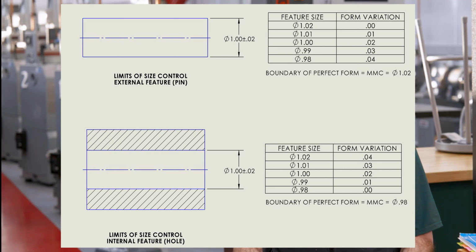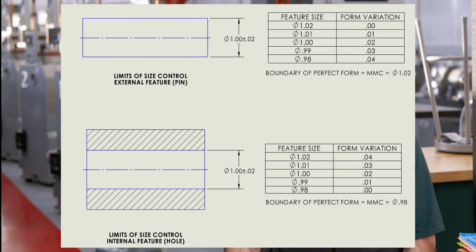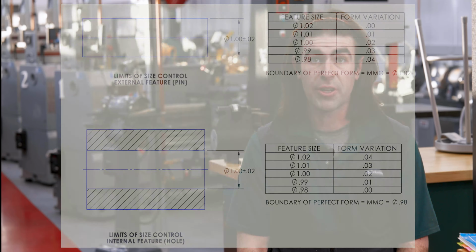So when a feature like a pin or a shaft comes in at MMC, the largest size it can be, it must have perfect form. It's got to be perfectly straight, no variation at all in the form of that feature. Now, if a feature comes in at something other than MMC, so say the pin comes in smaller, you get form variation equal to the difference between the maximum material condition size and the actual size it came in at. So this is how we get tolerance. We can't make everything perfectly.